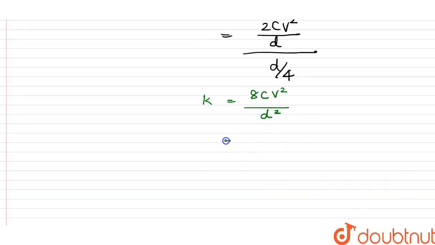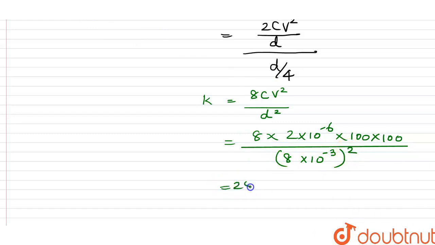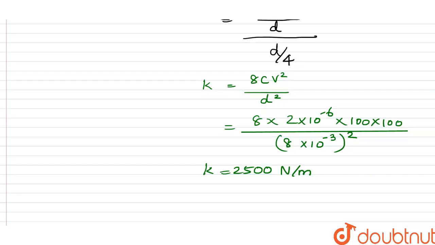Then we fill in the values: 8 into capacitance 2 microfarad and voltage 100, divided by D square. The distance D is 8 millimeters, so D square is 8 into 10 to the power minus 3, changed into meter and squared. Finally after calculation we will get the spring constant value for a single spring, that is k is equal to 2500 Newton per meter.